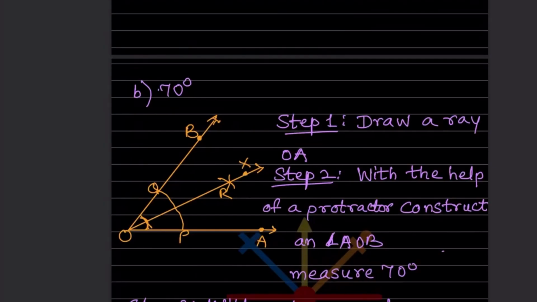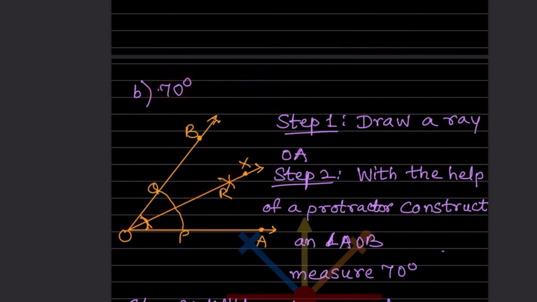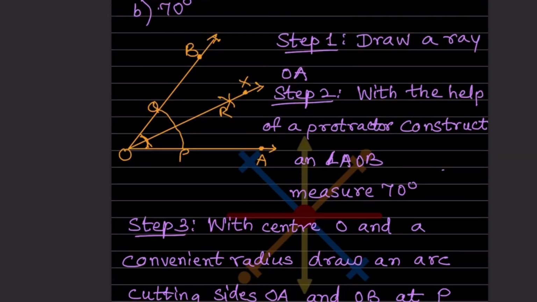Can you see here? AOX, whatever you get, this angle, this is the bisector. When you bisect it, that will definitely be 70 divided by 2, that is going to be 35. And you can measure this, and this should be 35 and this also should be 35. So we have to just bisect it.